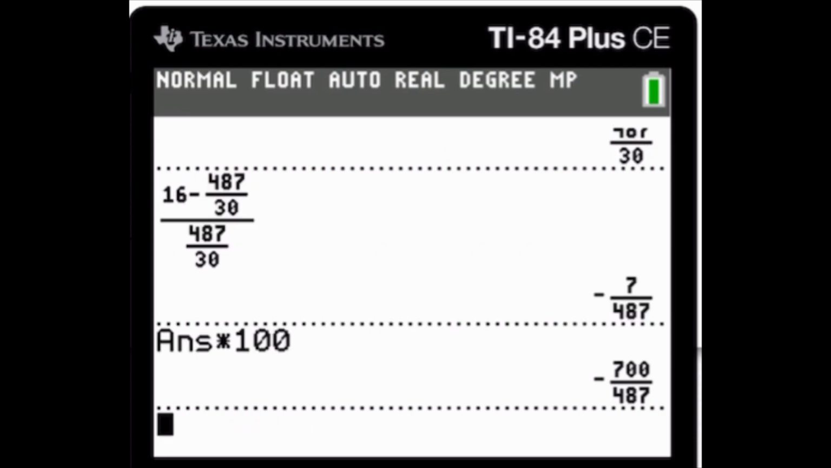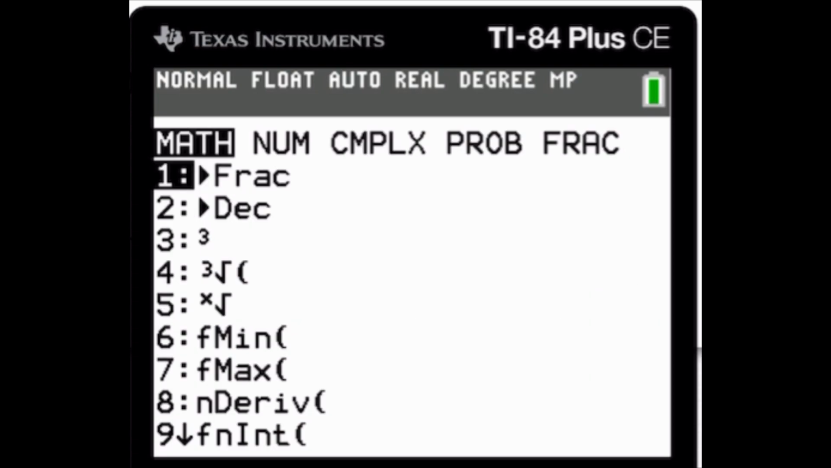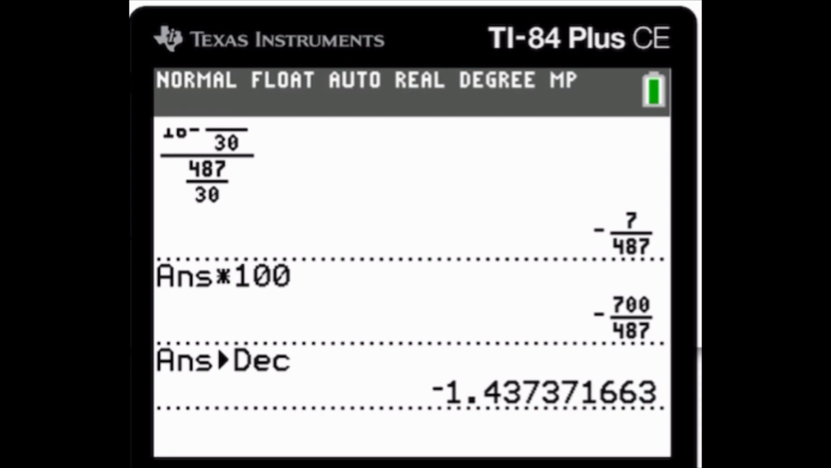Now you have to realize that even though the answer is given to you as negative 700 over 487, you have absolute value symbols. Percentage error is never negative. It is always positive. And if you want to change this into a decimal, you can go back to math, and now I can get it into a decimal. So my answer is going to be 1.43737, which is going to be approximately 1.44%.